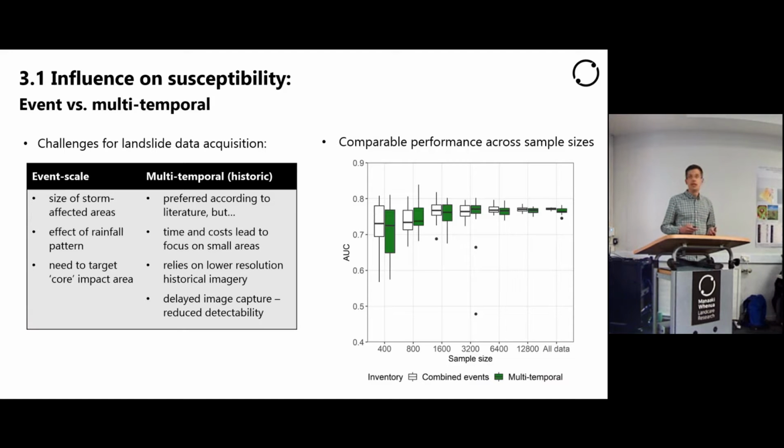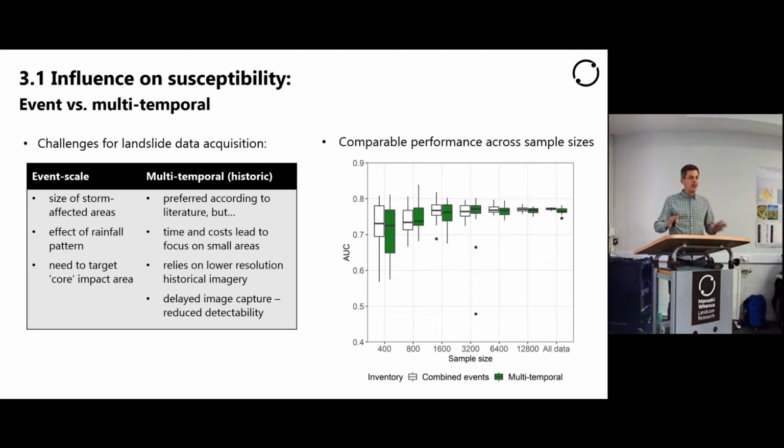Conversely, event scale data has the problem of the pattern of rainfall influencing the results. When you're modeling susceptibility, you're interested in the landscape influence on susceptibility. So rainfall, or the pattern of rainfall, can confound your analysis. You need to target the core impact area, really, where the differences in rainfall are potentially much less, whereas over the wider footprint of the storm, the rainfall gradients and intensity gradients are going to be much bigger and are going to have a much more influential effect on the pattern of landsliding. So there are trade-offs. That's the point here.